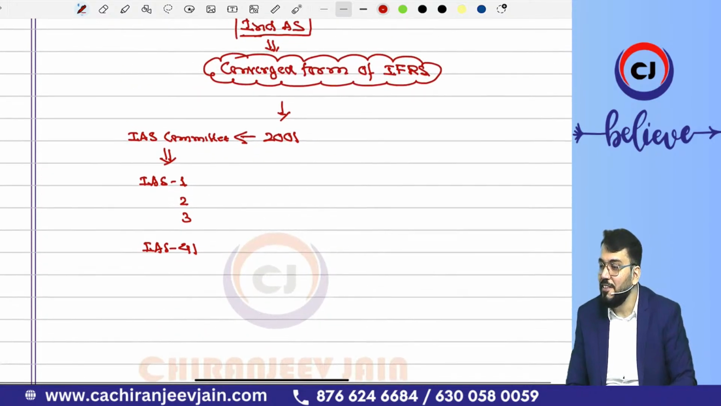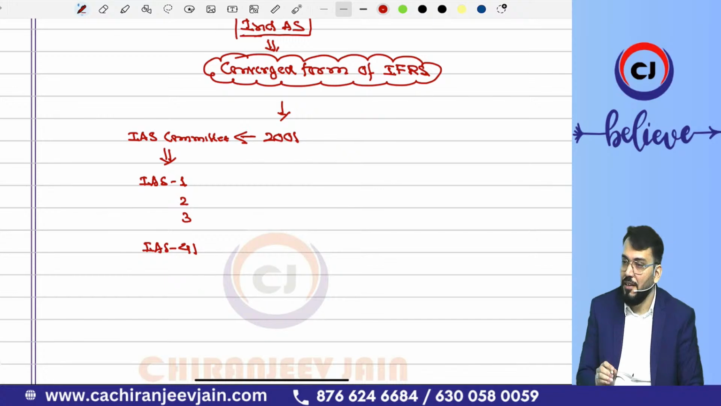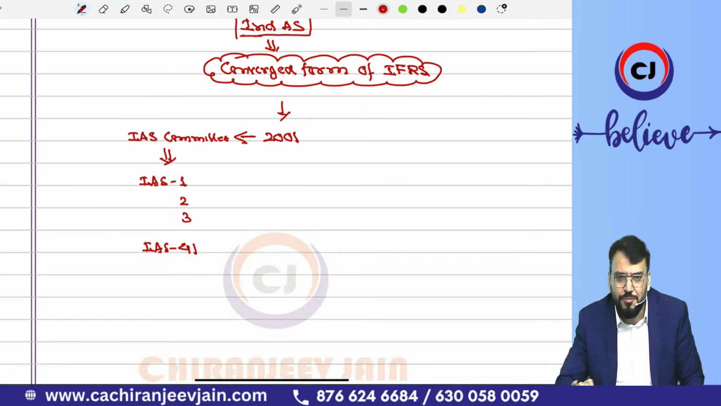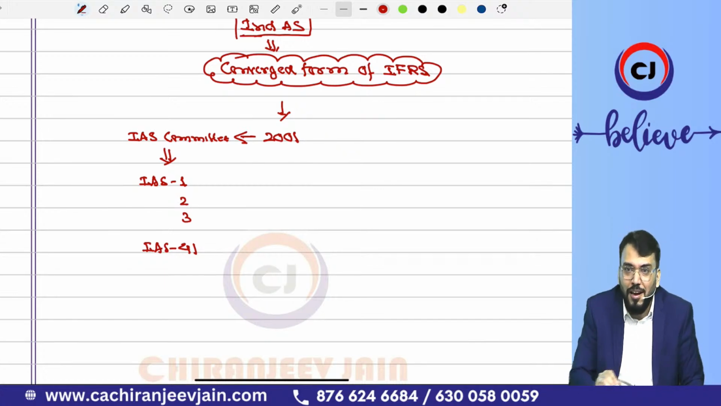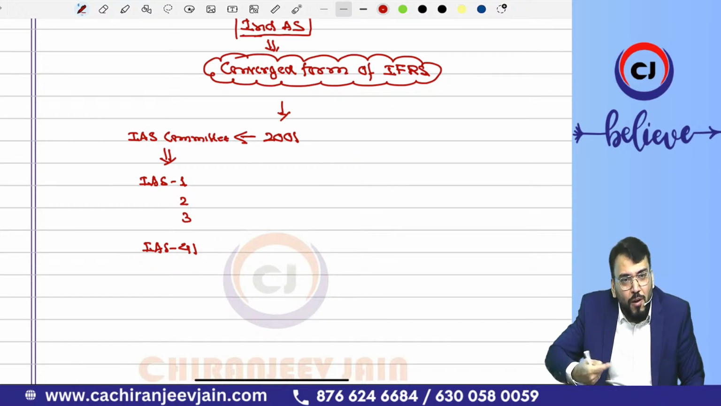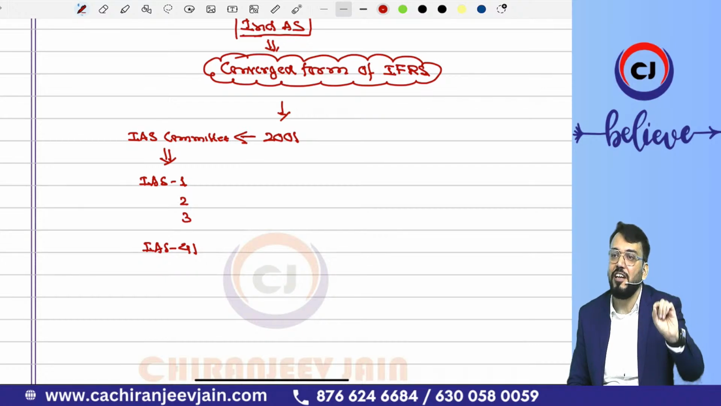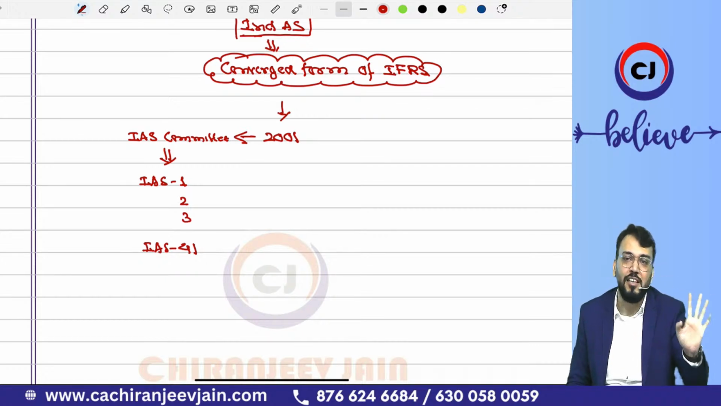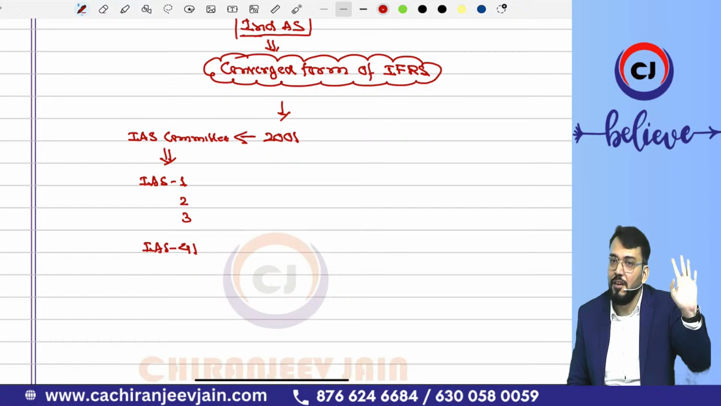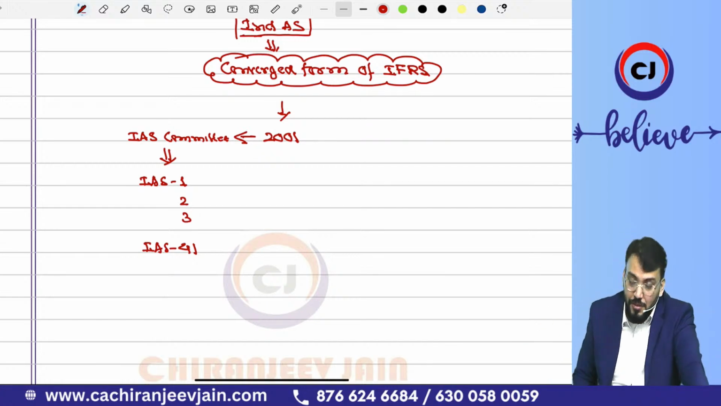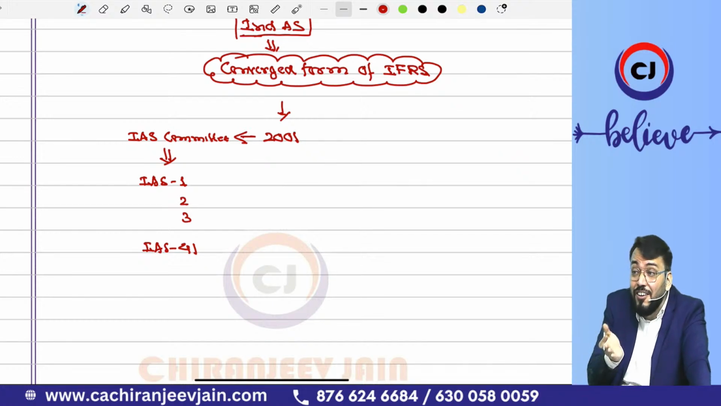Whatever I write in good handwriting, you also write down. I am writing slowly, so you can also write down with me. I'll be saying one word twice, so you can write down and listen also. I'll not give you any extra time for writing. This is not a CA Foundation class, this is not a CA Inter class. We need to complete the syllabus also. It is IAS 1 to IAS 41 before 2001.